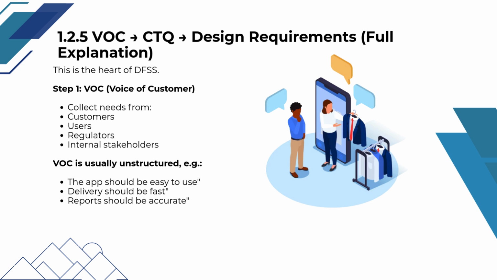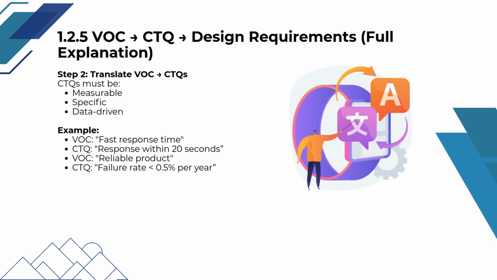The second step, the voice of customer, is translated into critical to quality characteristics that are measurable, specific, and data-driven. For example, converting a vague need like fast response time into a clear CTQ such as response within 20 seconds, or translating reliable product into a quantifiable requirement like a failure rate of less than 0.5% per year.